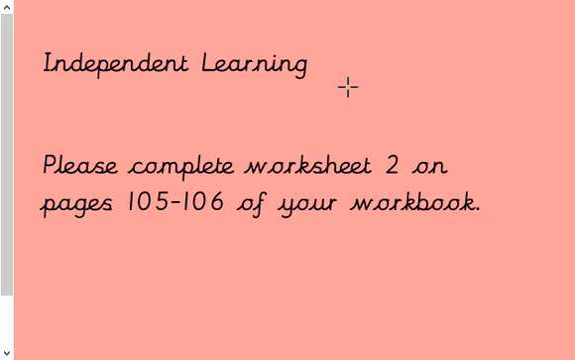Right, our independent learning tasks for this morning. Please complete worksheet 2 on pages 105 and 106 of your workbook. Okay, press pause now while you're working.